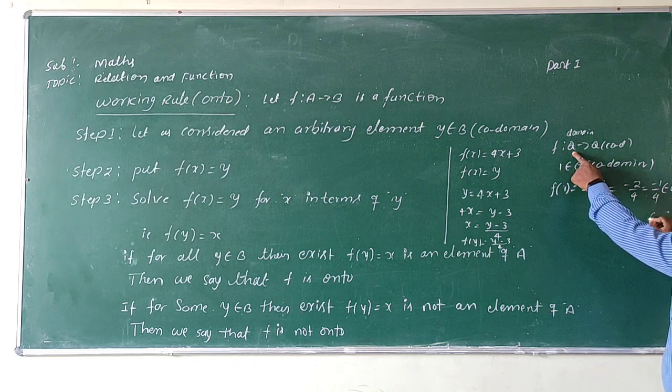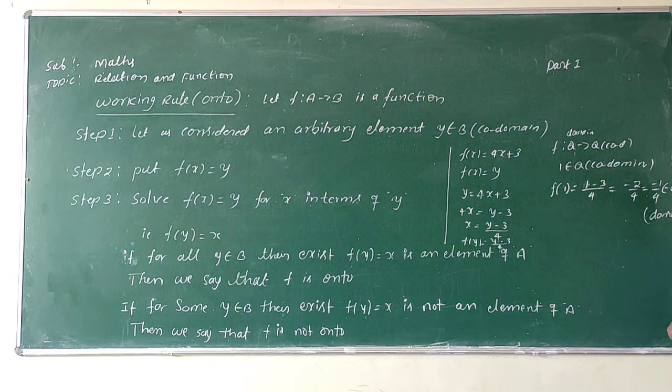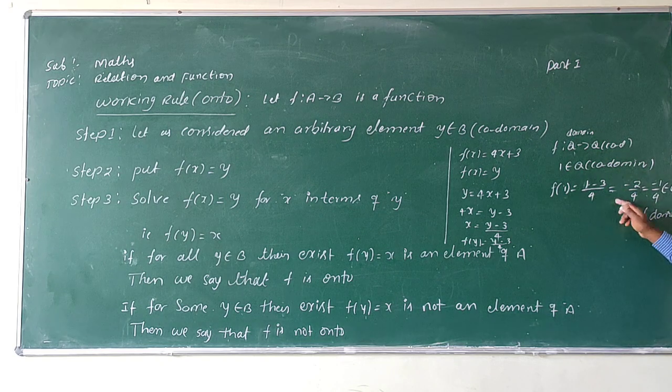That means it belongs to the domain. Is it clear? Suppose we take any element in the codomain, then after solving, there exists an element in the domain, here minus 1 by 4.